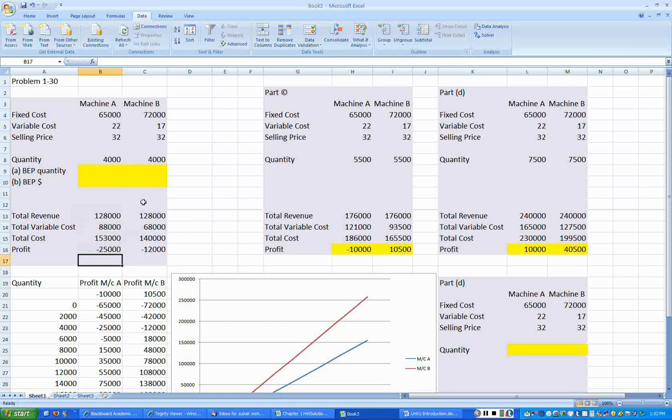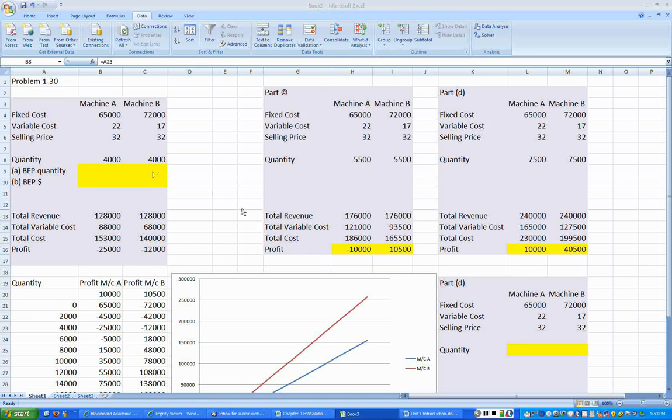So now here we have those two situations. Part A calls for the break-even quantity for each one of them. Break-even quantity is the quantity at which you are neither making a profit nor incurring a loss. In other words, we just recoup the fixed cost that has gone in. So this is a sunk cost that we recover. That's the break-even quantity.